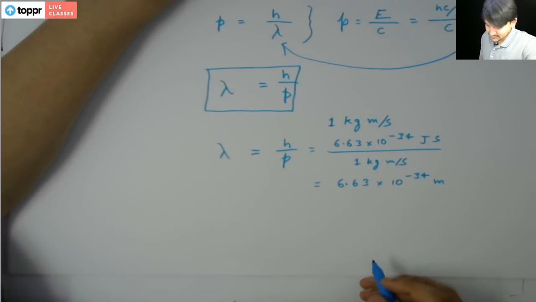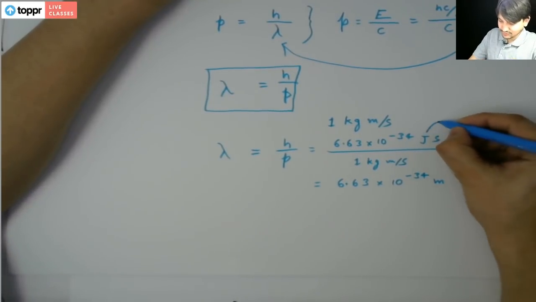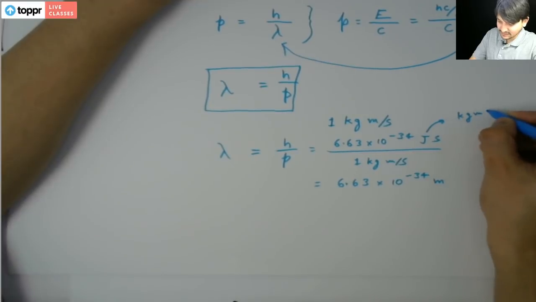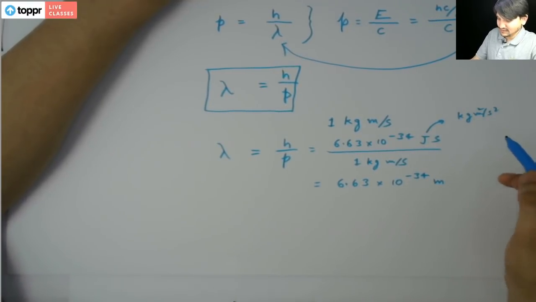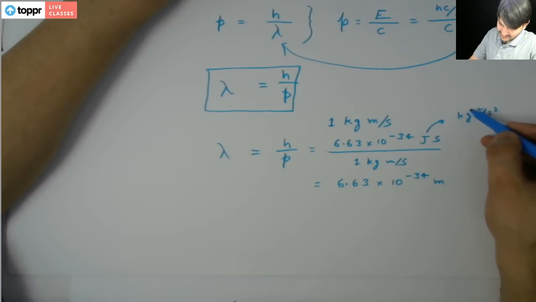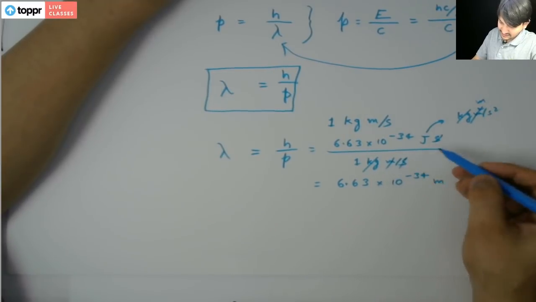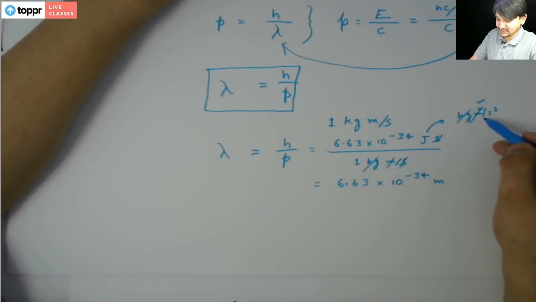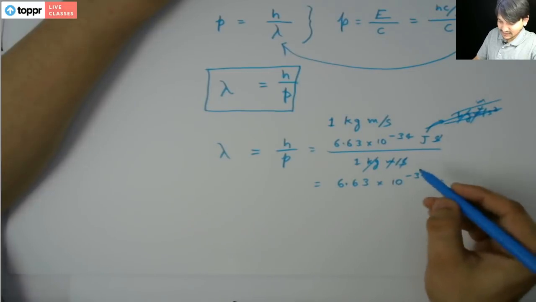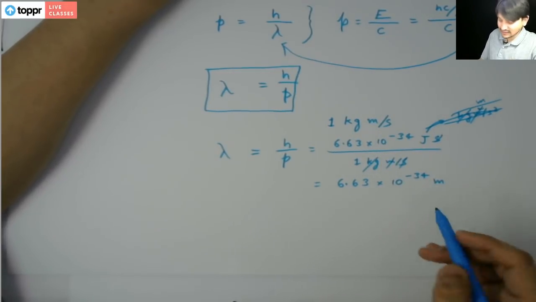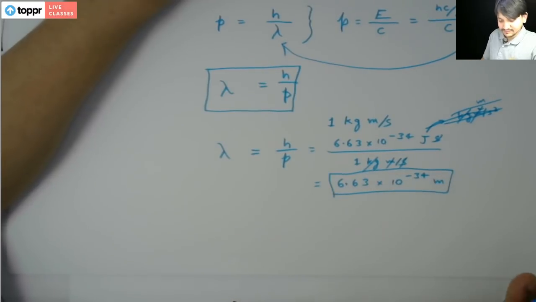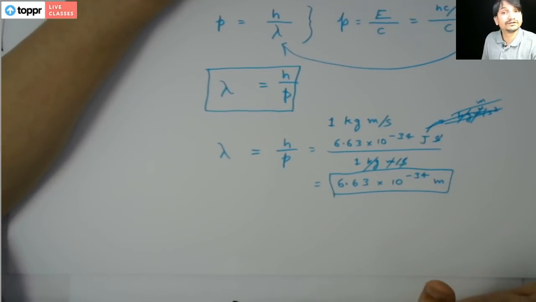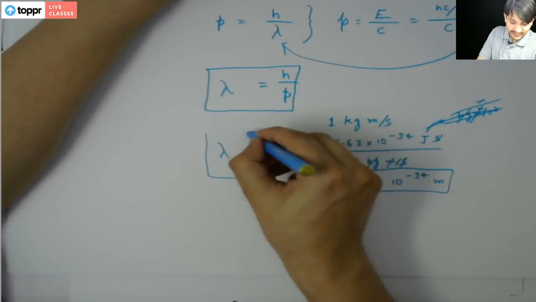Joule second by 1 kg meter per second. Yes, that would be meter, because joule can be written as kg meter square per second square, and kg gets cancelled, giving meter. Whether this is critical or not, we can simply find using our calculation that the unit we are getting is meter. So this is how we can find the wavelength of a matter wave using this formula, lambda equals h by p.